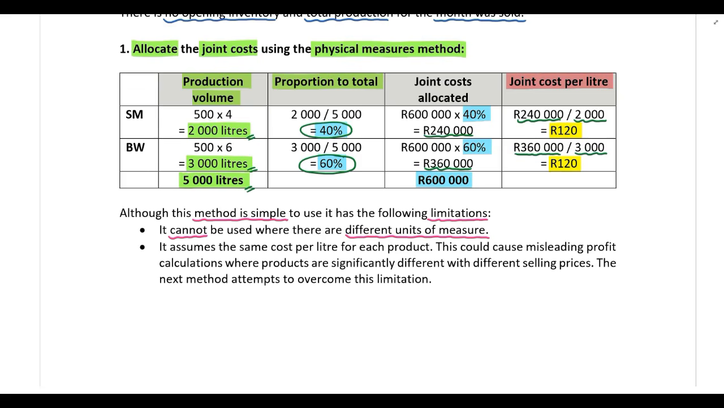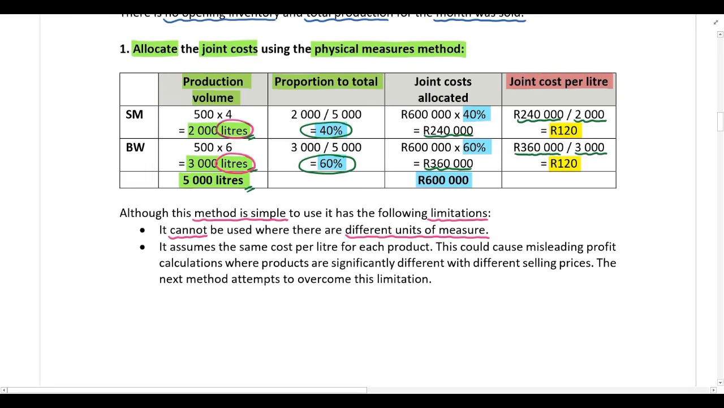You have to work with the same unit of measure. So in this example, it wasn't a problem because both products are in liters, and therefore we can use the physical measures method. However, this method can't be used if you have different units of measure. So if products consist of solids, liquids, and gases, it might be difficult to find a common unit of measure.